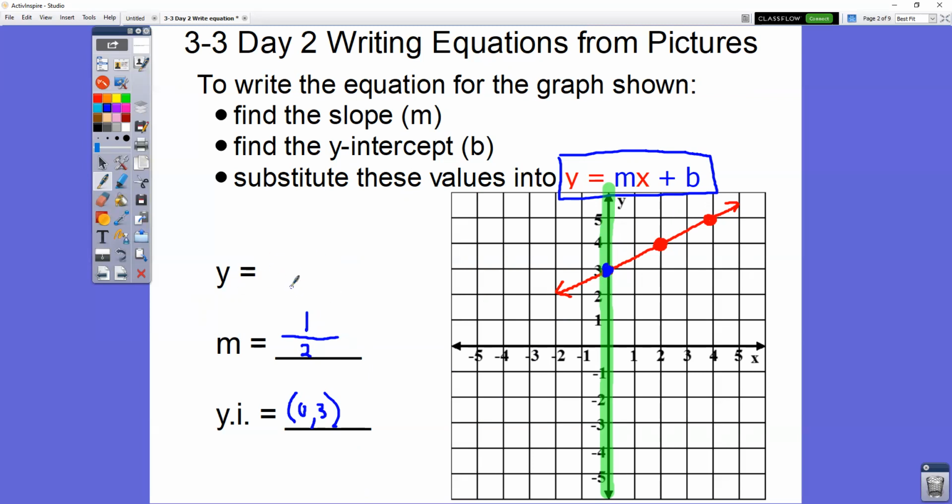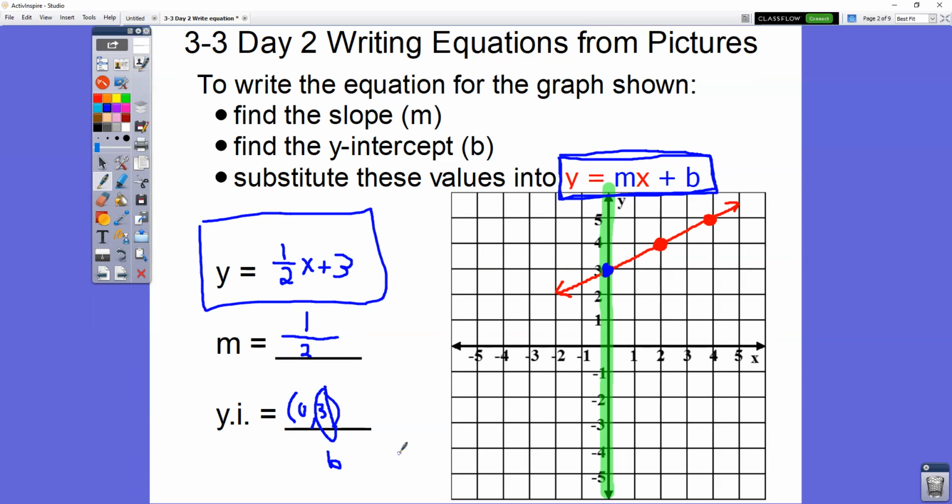Now you have to write your equation. If you take a look at this blue box up here, our equation is y equals, we already have that, we need to put our slope in front of the x. So this 1/2 has to go in front of the x. And then you have a plus b. Now the b value is this number in your y-intercept. If it's positive, you're going to write plus. If it's negative, you're going to write minus. So this is 0 comma positive 3. So we're going to write plus 3. And that is our final answer for our equation.